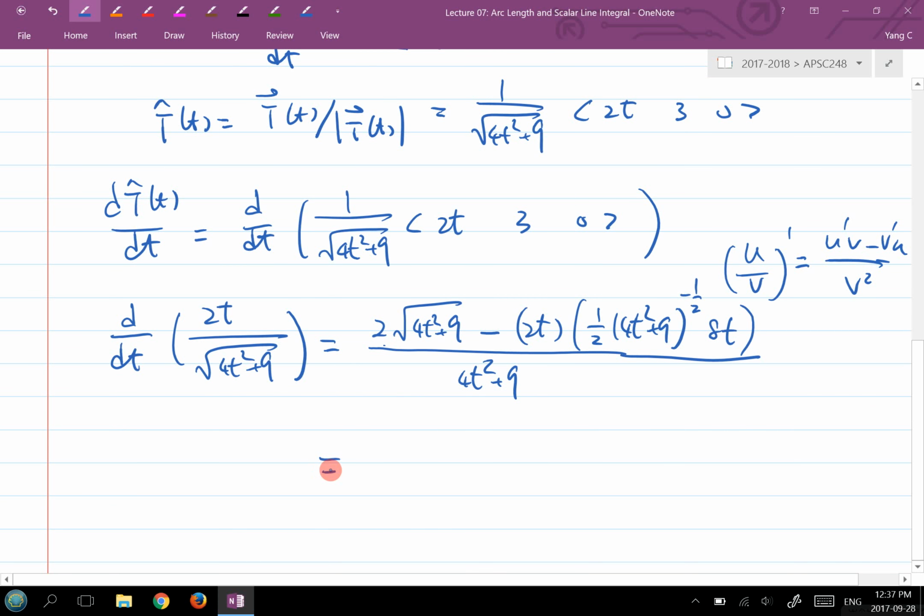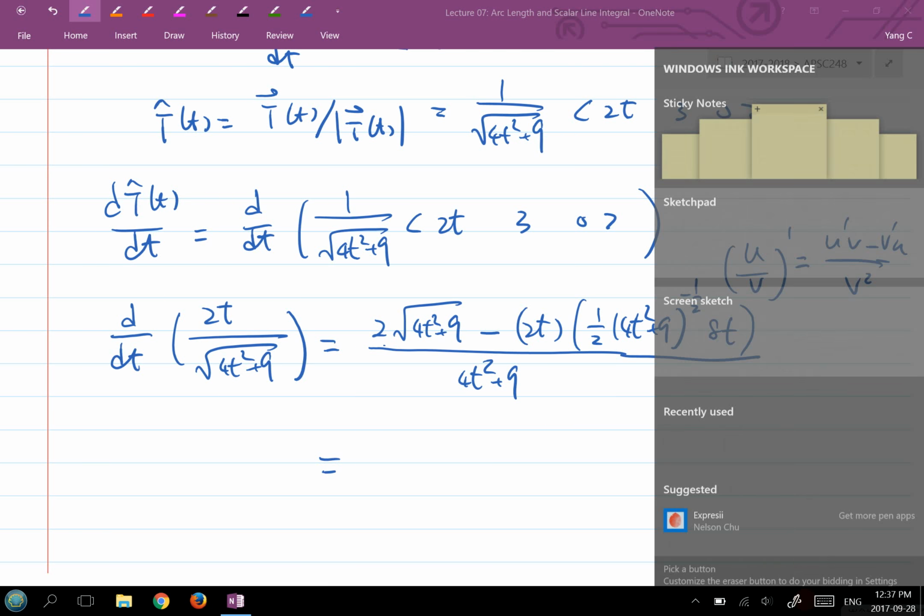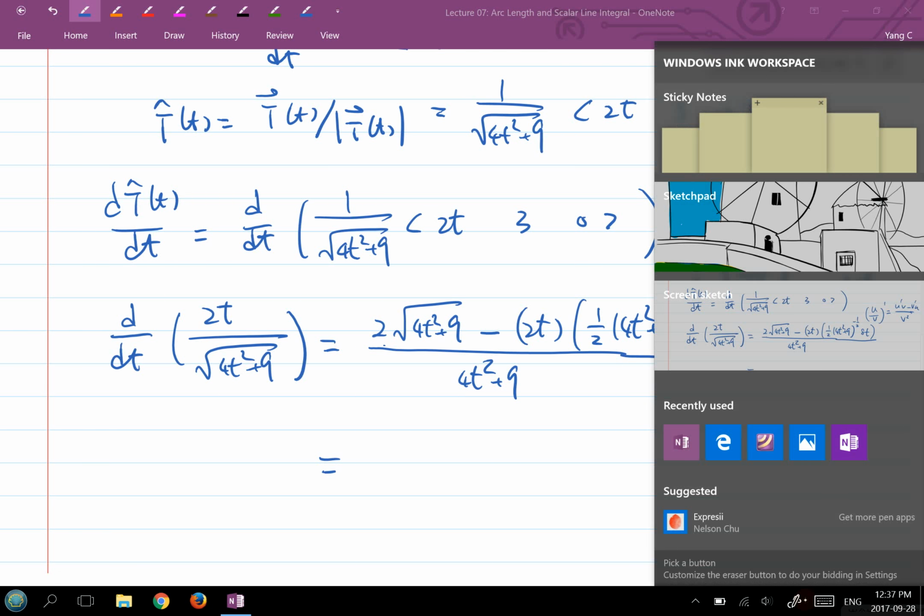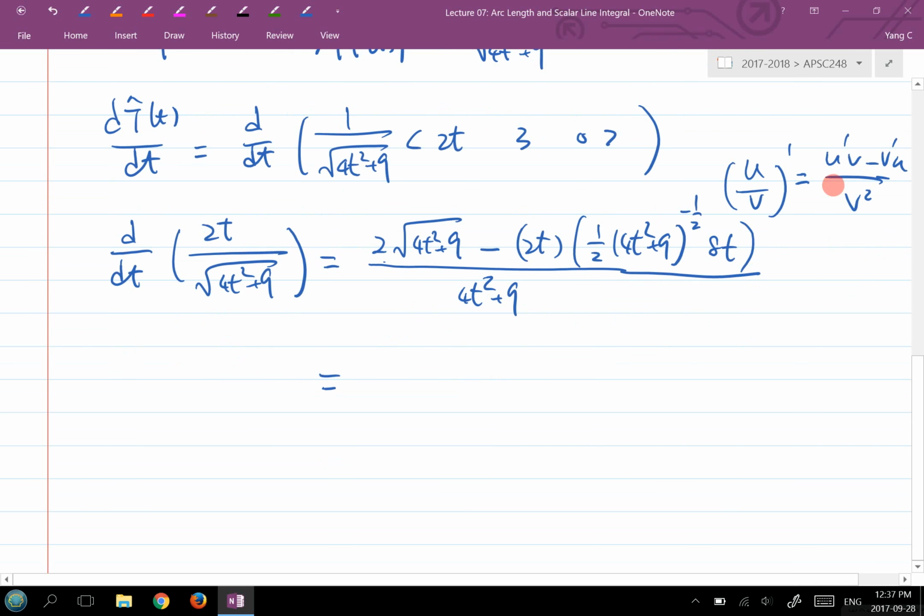Previously, we ended up at this location, but you don't actually stop here. You need to clean it up before you move ahead and do the normalization of this vector. So let's see how we can clean it up. This is 4t squared plus 9 to the power negative 1 half. Maybe clean up a few things. So this is essentially 2 times 4t squared plus 9. This is 1 half.